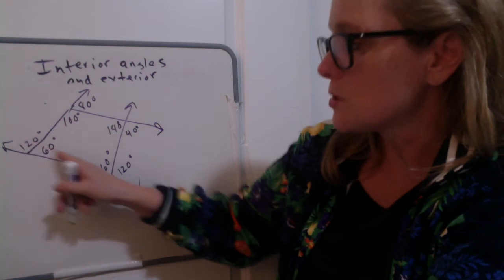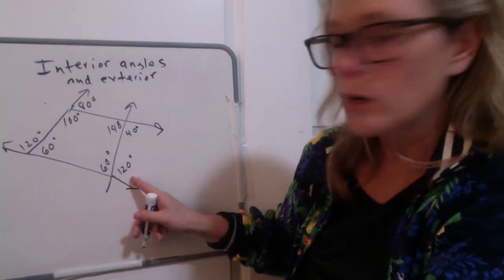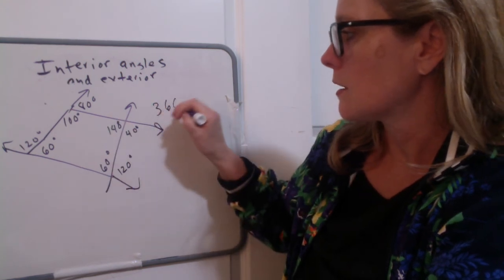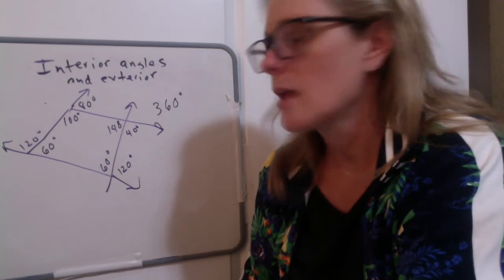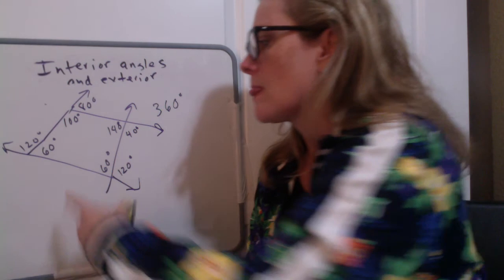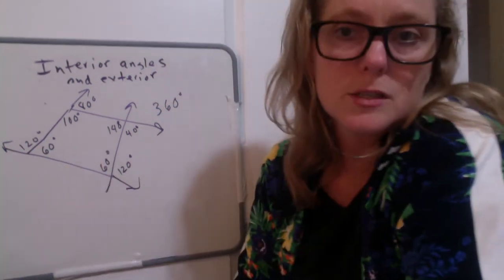We know that these two add to 180. I notice 120 and 120 is 240, plus 80 plus 40 adds to 360 again. What if I had changed some of these like previously? What if that was 70? Well, then that's going to become 10. It's still going to be 360.